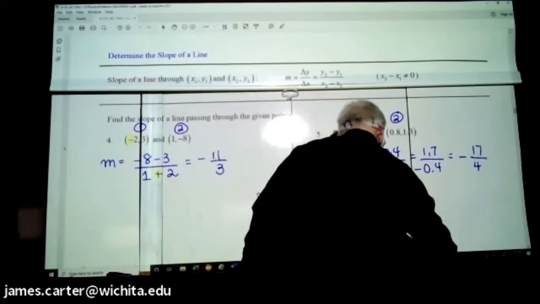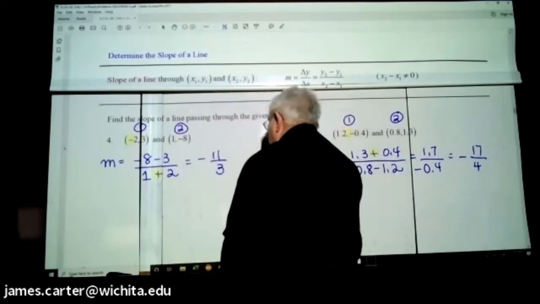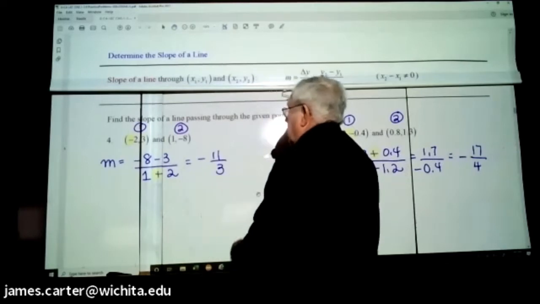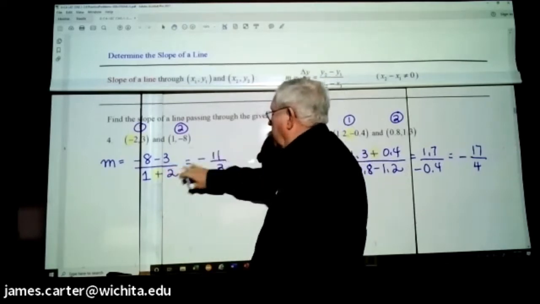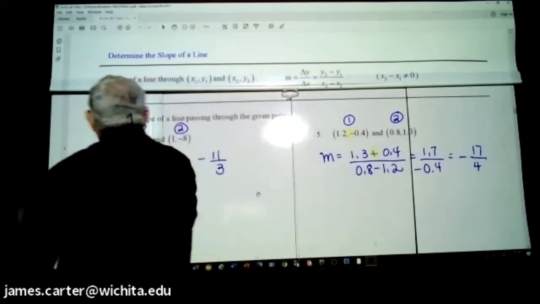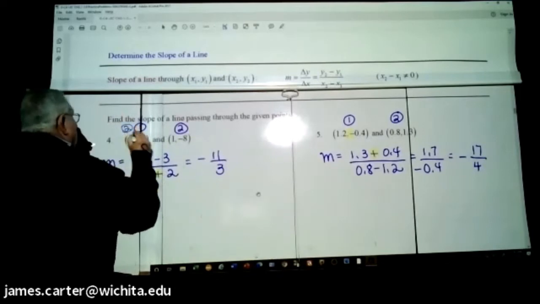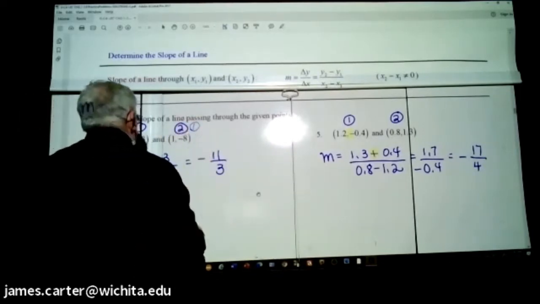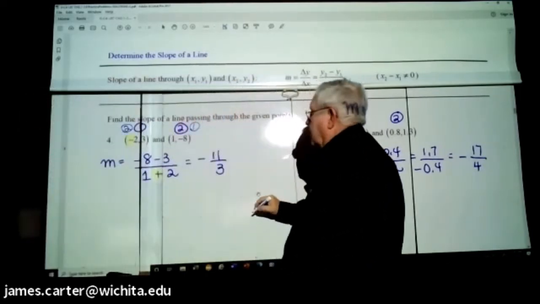If we had wanted to, we could have done it the other way around. Now, here they've done the arithmetic with that one as 1 and 2. Now I'm going to do the same problem with this one as 2 and this one as 1, just to show you that it doesn't matter.